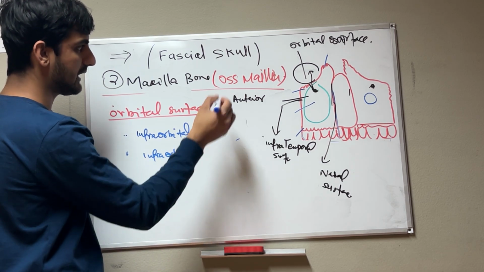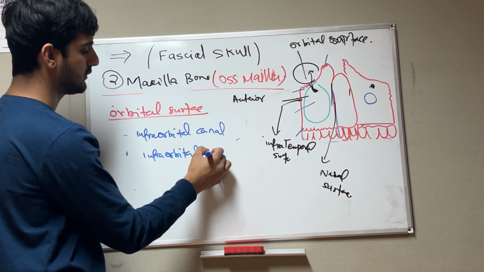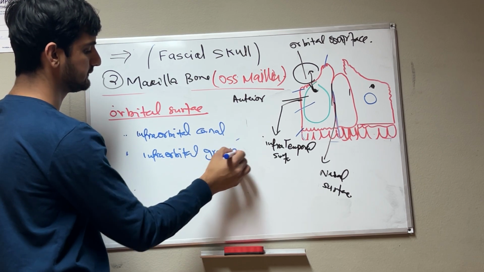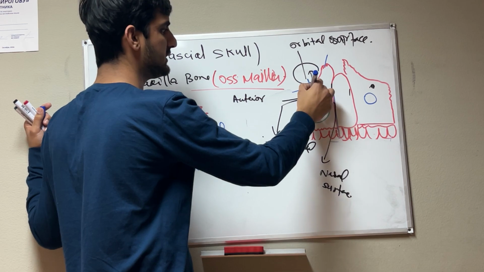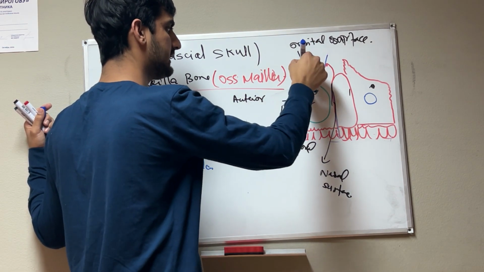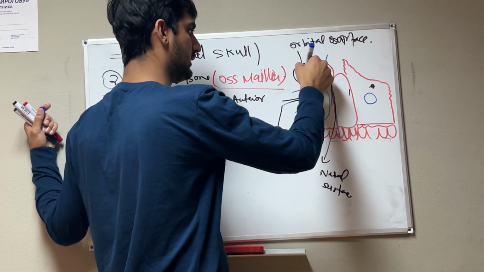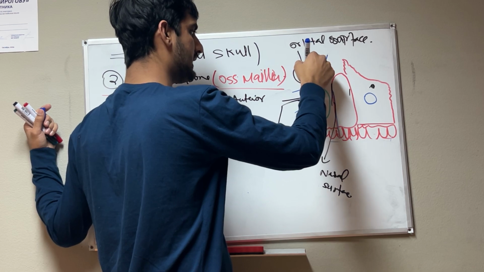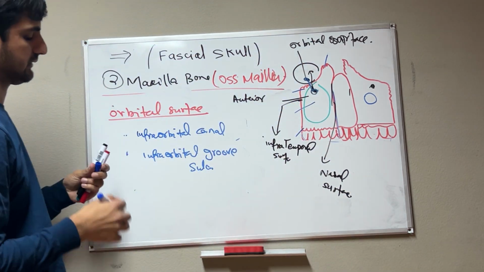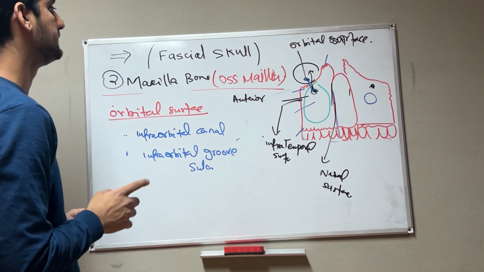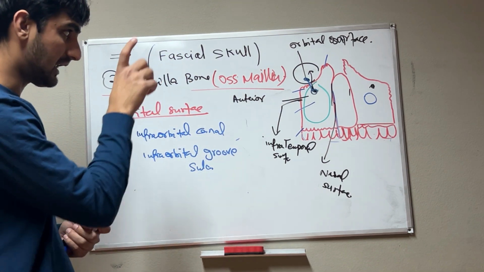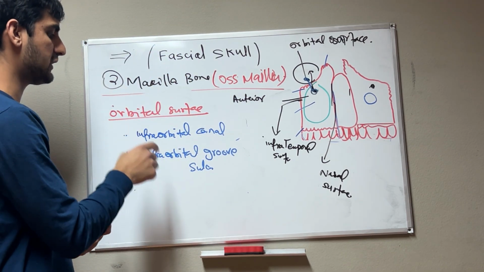These are the formations of the orbital surface: the infraorbital groove, or sulcus in Latin, which is located here and connects with the infraorbital foramen. Inside the orbit we have the infraorbital sulcus, the groove, then the canal, and this canal continues to the infraorbital foramen. This is a sulcus and this is a canal. These are the two formations on the orbital surface.